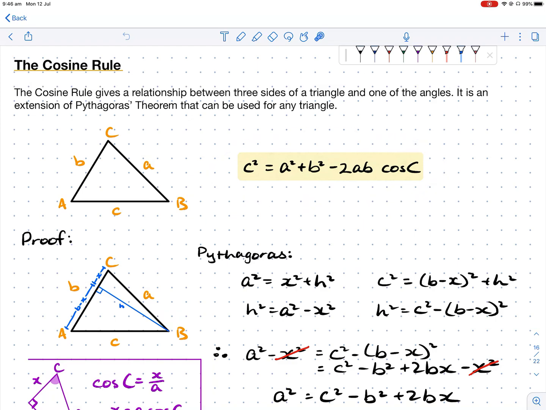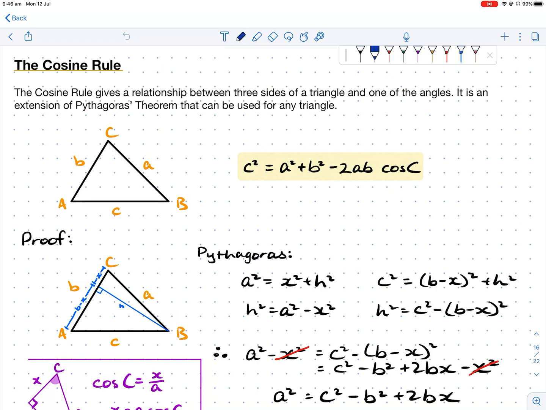In this formula, I've started with c squared. It's a squared plus b squared minus 2 times a times b. Those are the sides, and the cosine of C. What you'll notice is the c squared is at the front and we have a cos C at the back. Now this is in order to find the angle C. We could also rearrange this equation to find corner A or corner B as well.